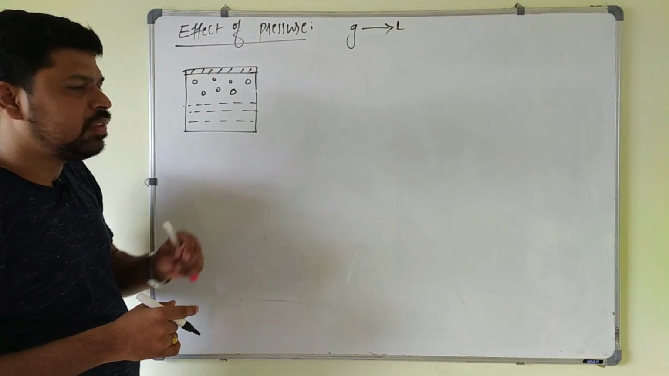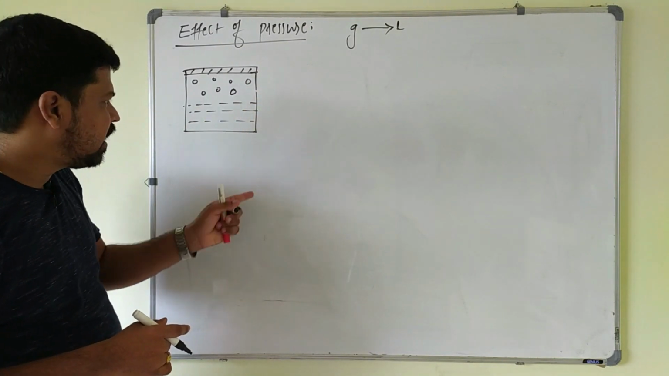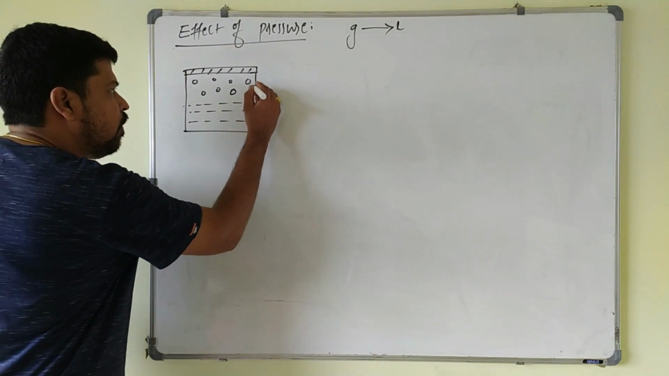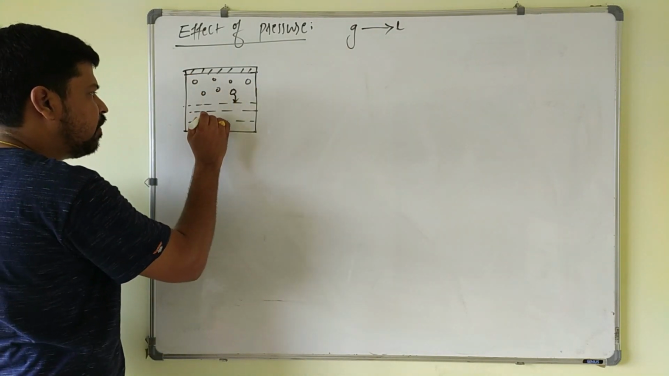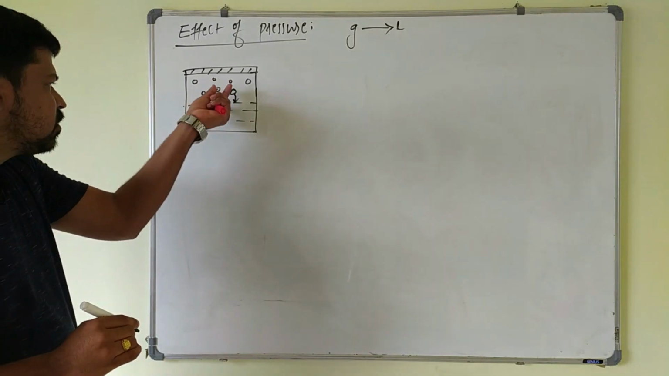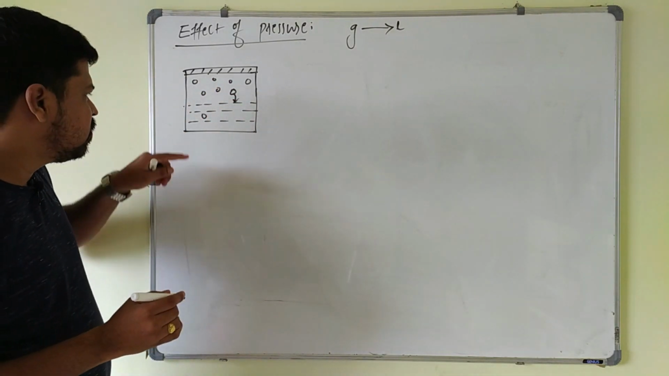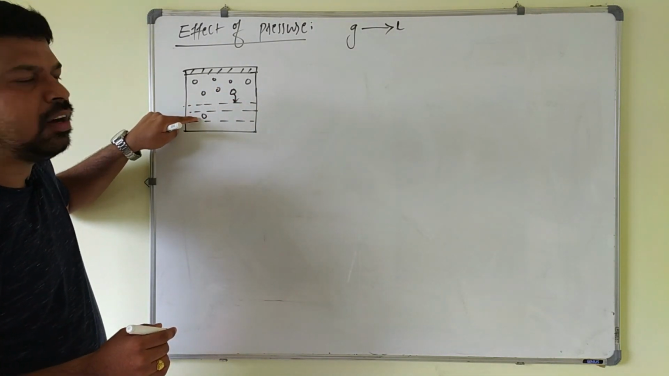They will strike the wall of the container, and sometimes they will strike the surface of the liquid also. Whenever these gaseous molecules strike the surface of the liquid, they will enter into the liquid, and that will increase the solubility of the gas in the liquid, so that gas is dissolved in the liquid now.